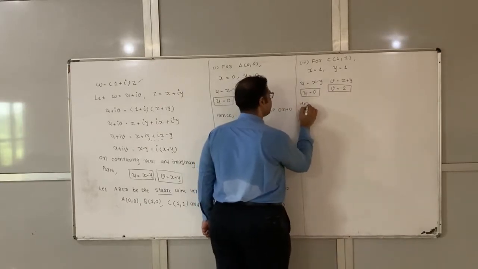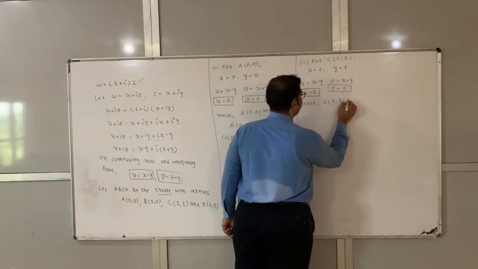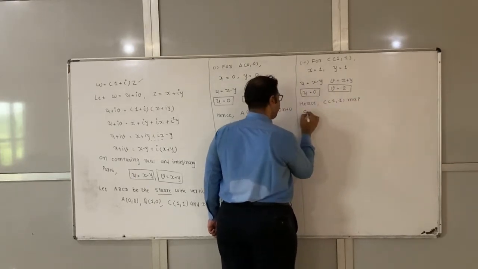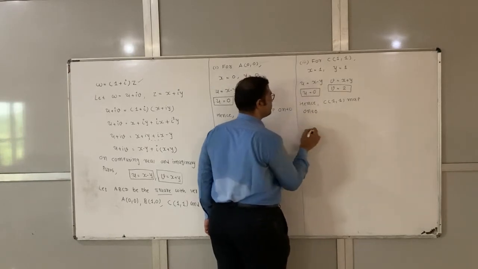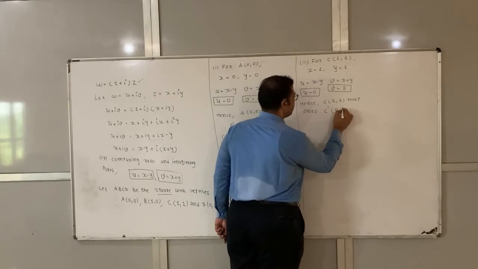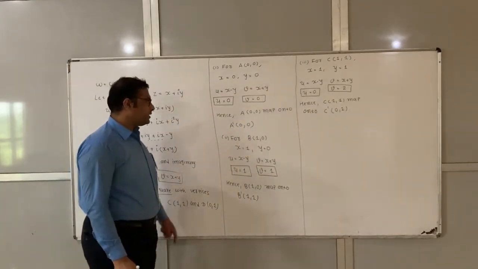Hence C11 maps onto C'02. Let us take the last and fourth point, that is D01.